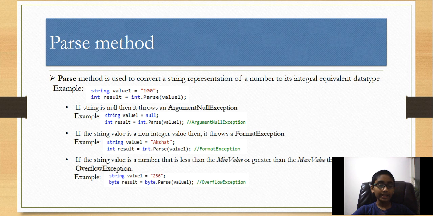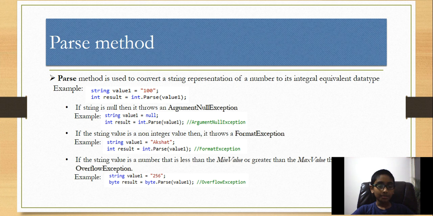So let's look at an example. Here, I'm declaring a string and assigning it the value of 100. And then I'm declaring an integer and I'm parsing the string: int.parse, and value1 is this variable name. So that is how you can create a parse method.